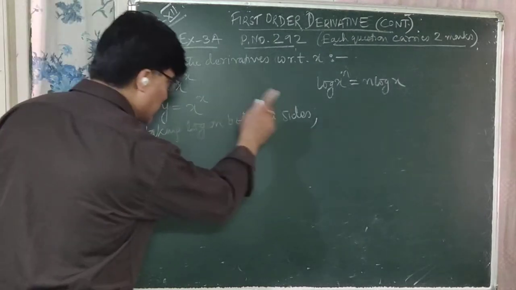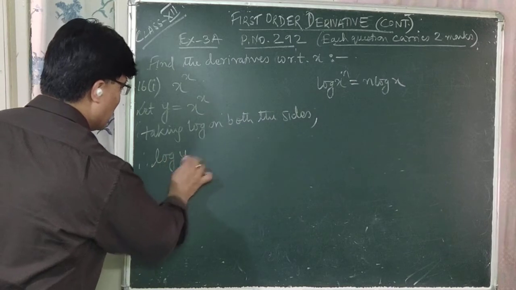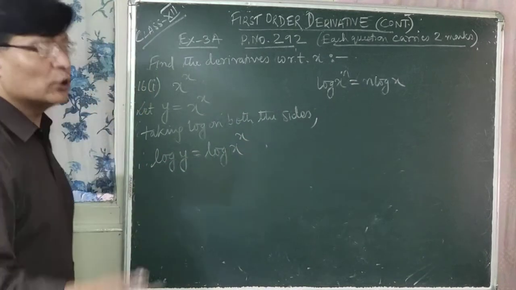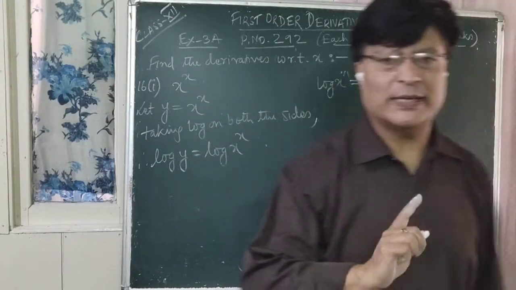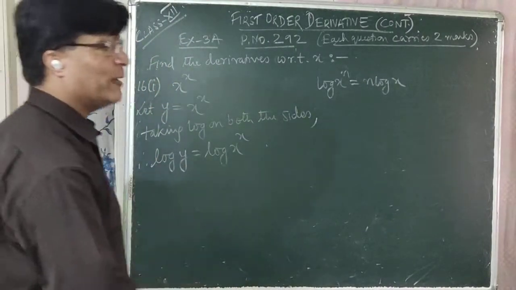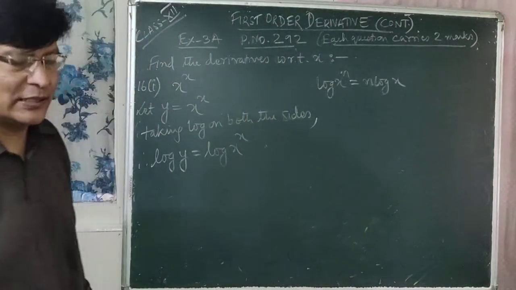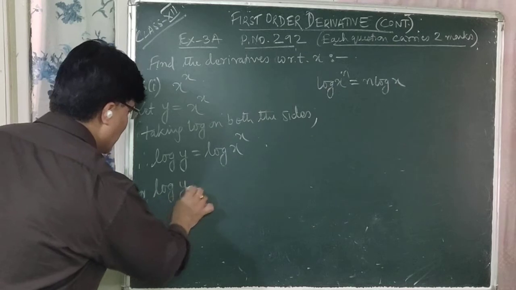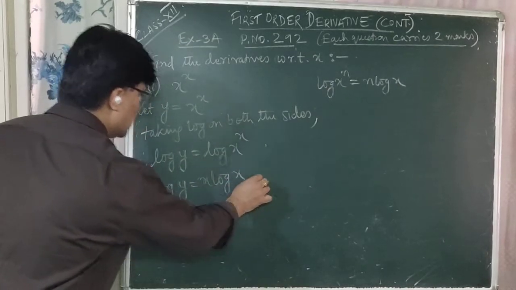So let us take log on both the sides. Therefore log y is equal to log x to the power x. You can write base e also, or you don't have to write that base e. If there is no base written, it is understood that the base is e, right? So log y is equal to x comes in the front, this is x log x, right?